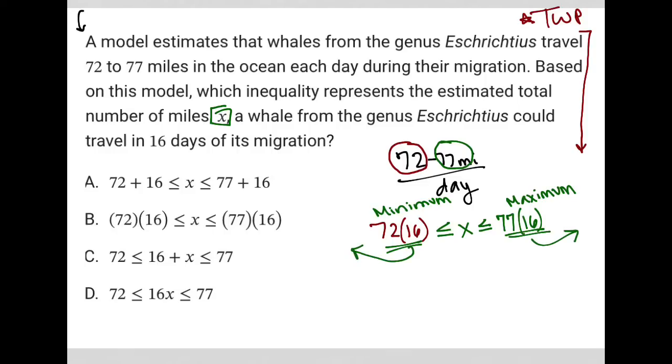So which answer choice matches this situation? Looks like choice A, we're adding 16 to those numbers. That's definitely not correct. Choice B, we are multiplying. Good. We have 72 times 16. We have 77 times 16. Are our inequalities in the correct direction? Yes, they are, right? X is greater than and x is less than. So perfect. So B must be the correct answer here.